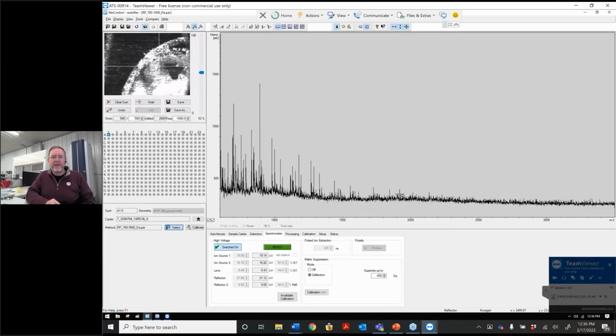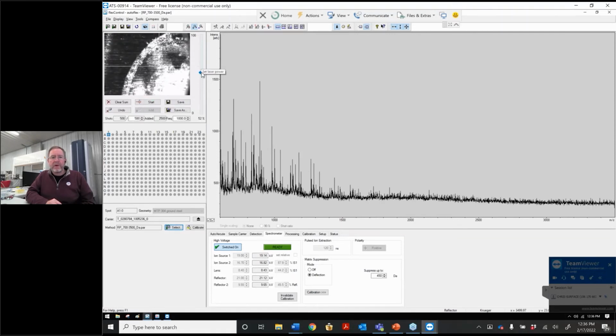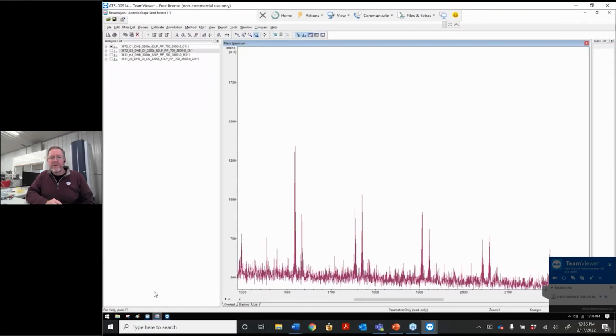And as we accumulate data, we see these individual peaks begin to resolve from baseline. We can adjust the laser power, the location, and the different parameters here to allow us to get good signal to noise. So once this data is accumulated, we can move over into the Flex analysis software. And so this is data that I accumulated earlier today, and it is of the same grape seed extract that I just plated on the target.